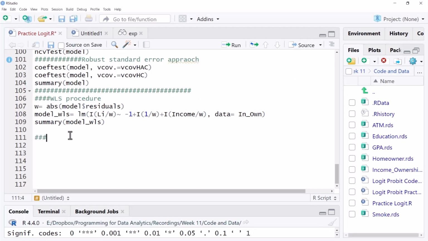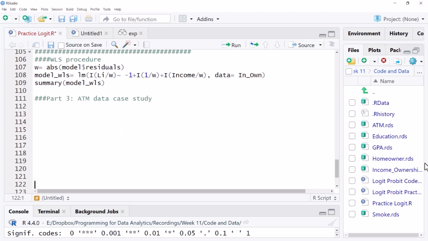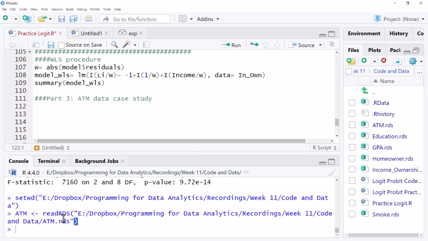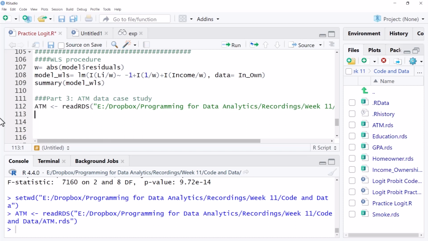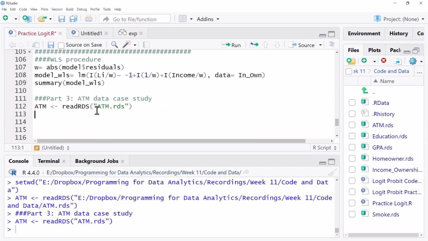In this third case study, let's start with part 3 of the case, the ATM data case study. We'll start the case by reading the ATM data. All we need to do is run this command, ATM. For reference, we'll copy paste this command.